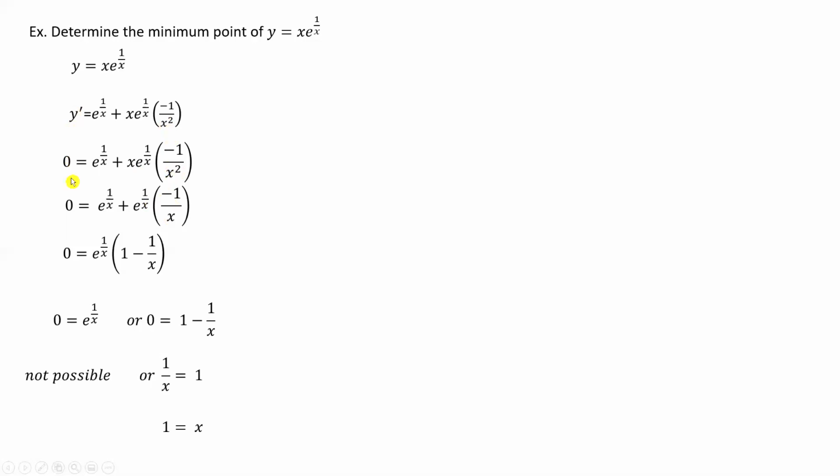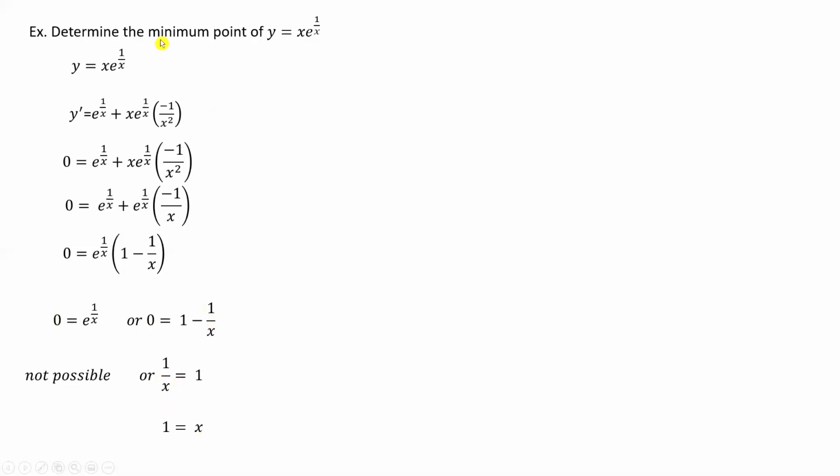We let the derivative equal 0 because at a minimum, the slope equals 0. And then factor. We have a common factor of e to the 1 over x, multiplied by 1 and multiplied by negative 1 over x. Multiplying two things to give you an answer of 0, either the first equals 0 or the second equals 0. This one is not possible. You cannot raise a number to an exponent and end up with nothing. On this one, bring the 1 over x over, multiply both sides by x, and you know what x is.